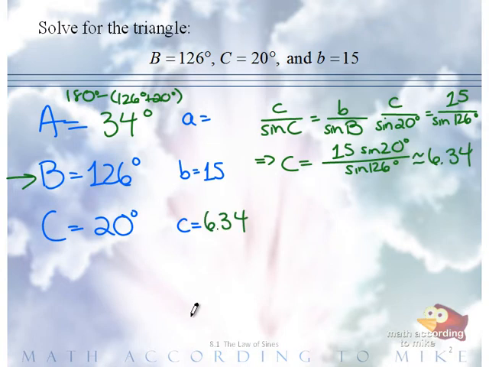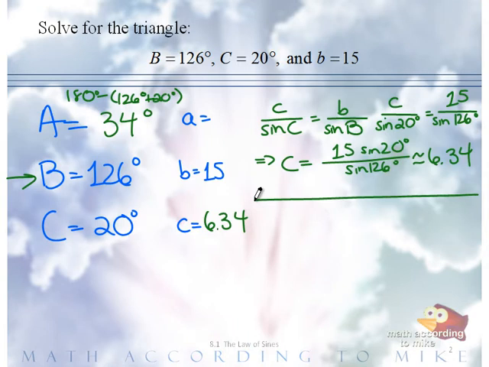Why should we expect that kind of answer? Why shouldn't I expect something like 16.34? Yeah, the angle is the smallest, so that means the corresponding side should be the smallest. So if you get something bigger than 15, you did something wrong. Good. Let's solve for side A.